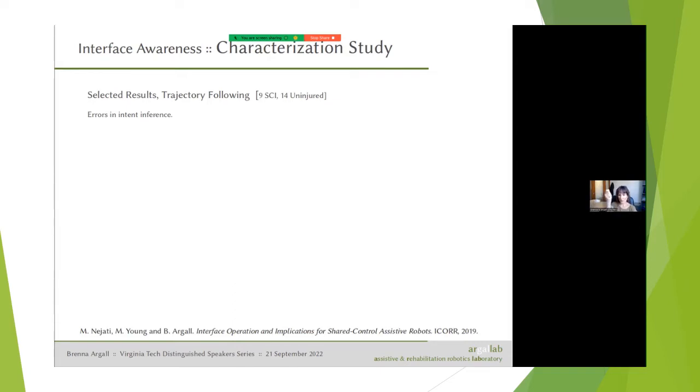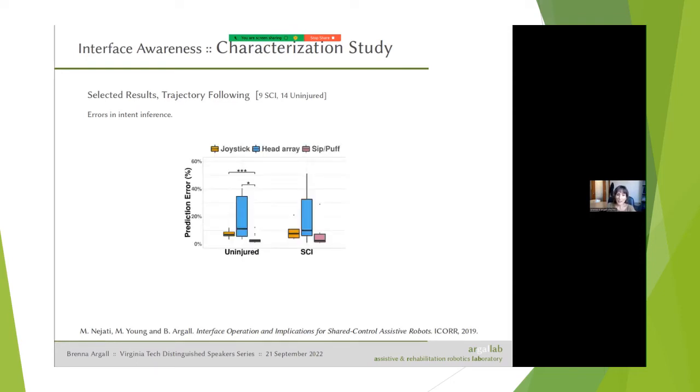I'm just guessing that if you pointed the joystick like this, in a half a second, you'd like to be right there. So we ran this over the trajectory following data, and then saw how far it was from where the wheelchair actually ended up a half a second later. And what we saw was that there were definitely differences between the interfaces. With the uninjured group, there were statistically significant differences.